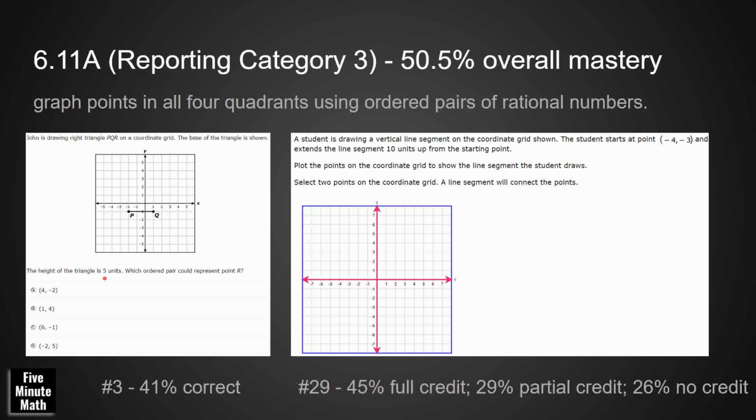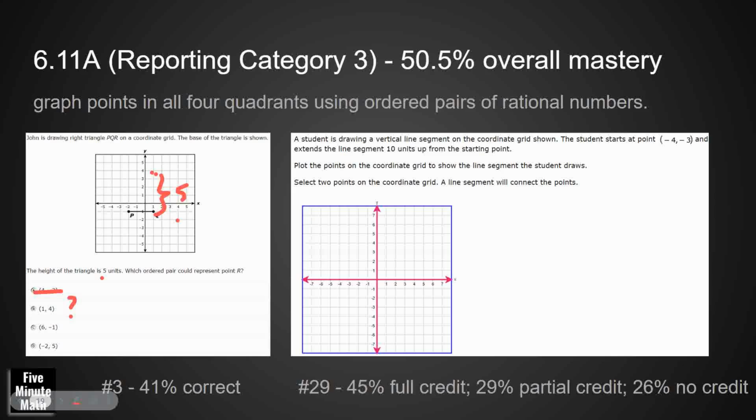So I can draw my triangle like this, I could draw my triangle like this, I can draw my triangle like this, or like this. So all of those are a possibility. So let's just plot these points and see which of these would be a height of 5 units. All right, so 4, 2, 4, -2 is going to be right there. So that doesn't have a height of 5. That's going to have a height of 1, right? 1, 4. Okay, that could work. Let me see. 1, 2, 3, 4, 5. Okay, so this has got a height of 5 units.